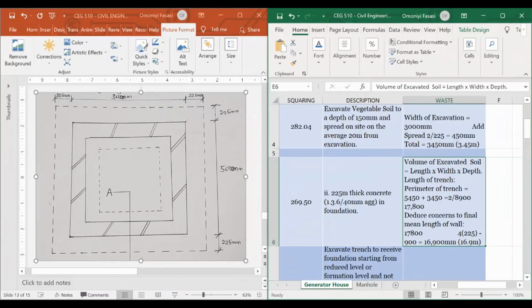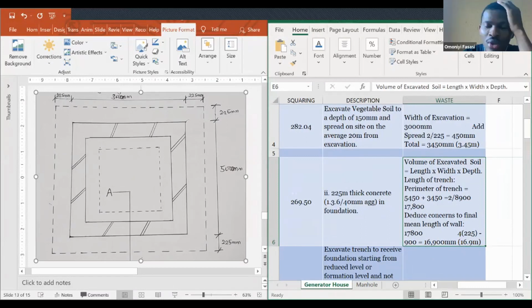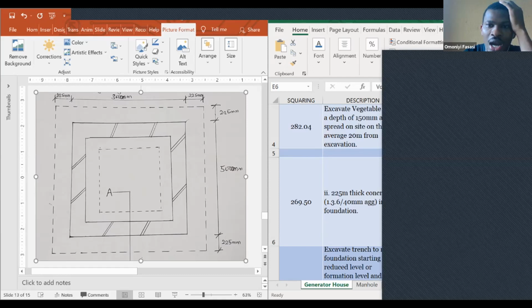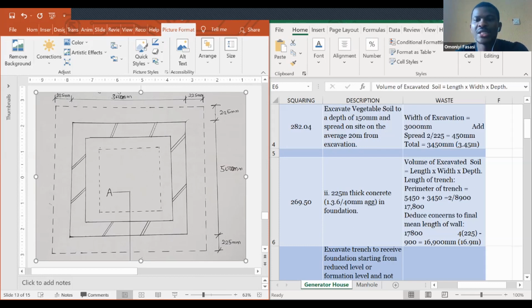Fasasi, sorry, you broke off a bit. Can you like just recap a little? Oh, okay. So I was trying to explain that the first thing is that we'll be trying to know the length, the width, and the depth we are working with, right?